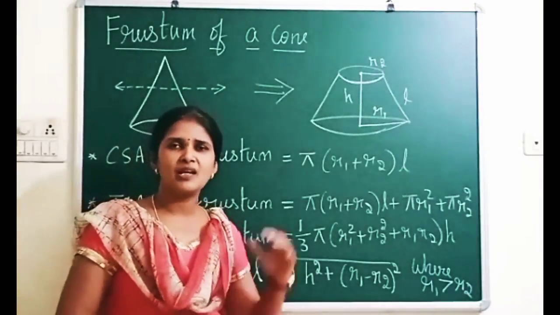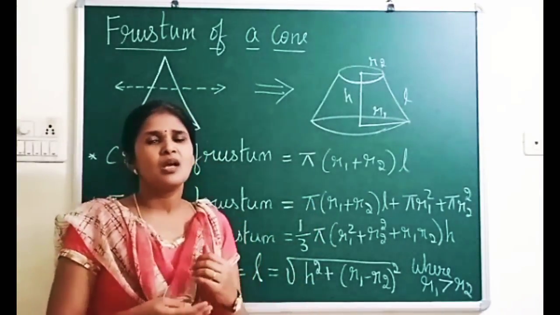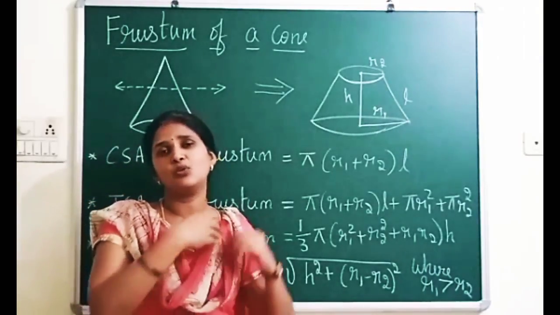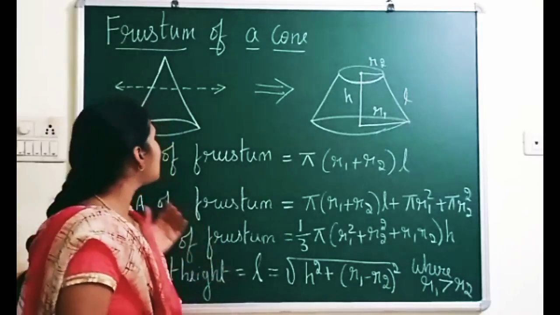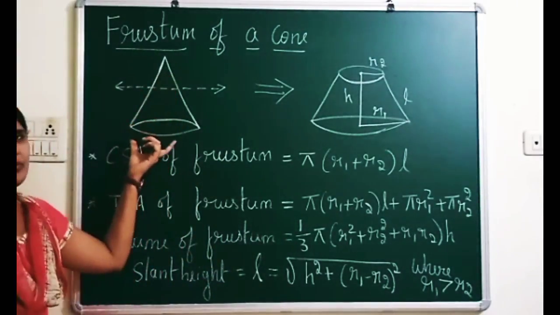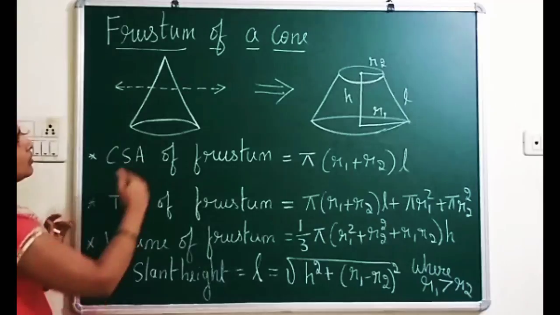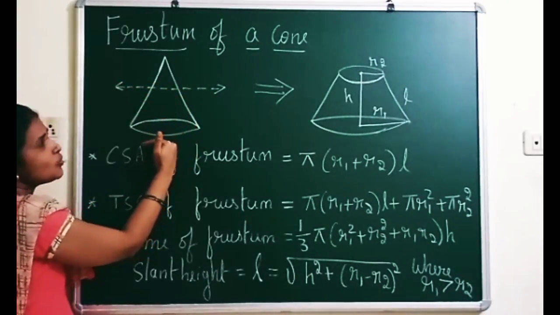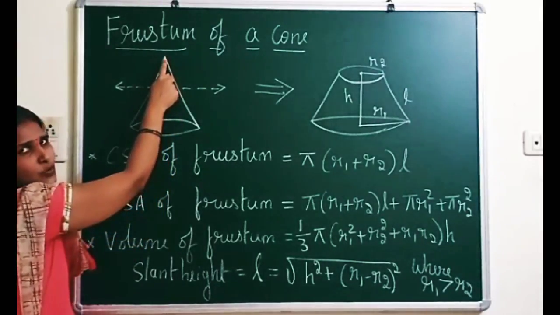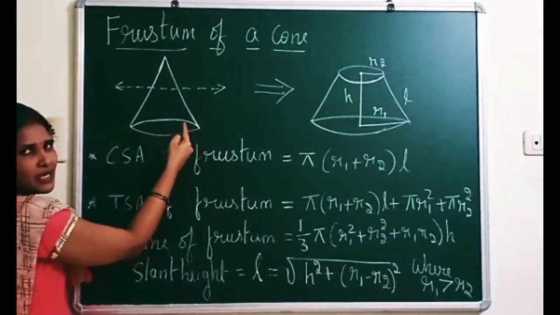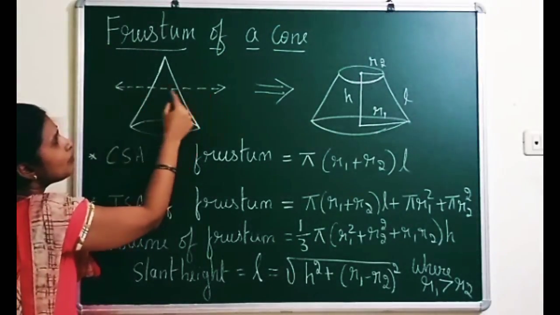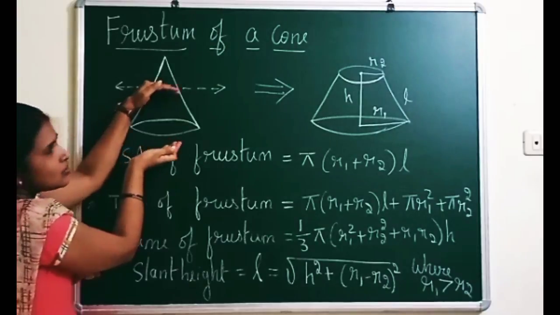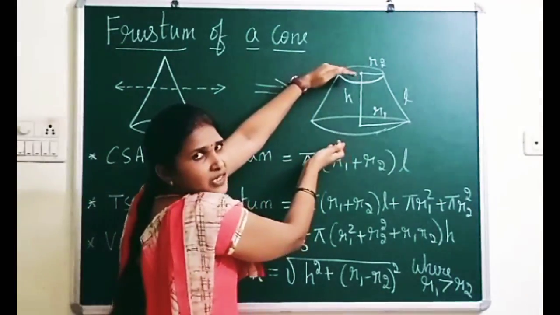Before I explain all the formulae, let me introduce how this 3D figure looks and from what 3D figure you get this frustum of a cone. First of all, as you know, this is a cone. When you cut a cone parallel to the base, this is the vertex and it is a circular base. When you cut the cone parallel to the base and remove the down part, it looks like this, which is called a frustum of a cone.